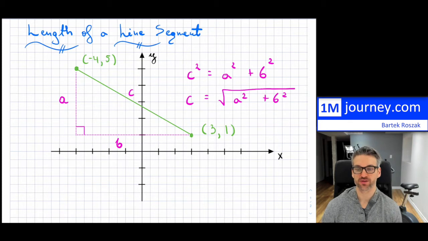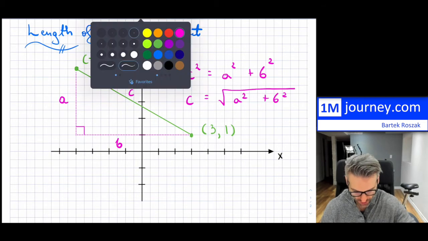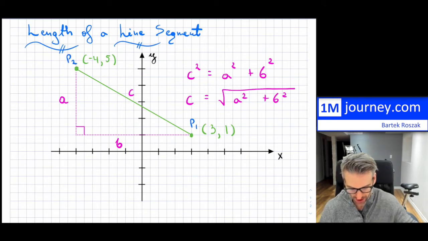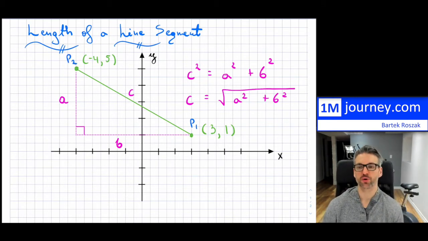So if we knew what the sides were, we could figure out exactly how long that line segment is. And we do know what the sides are, because if you have a line segment on a Cartesian plane, then the points you can find out. So let's just imagine this is point number 1, and this is point number 2 right here. Well, we have those points, so we actually know what A is, and we actually know what B is.